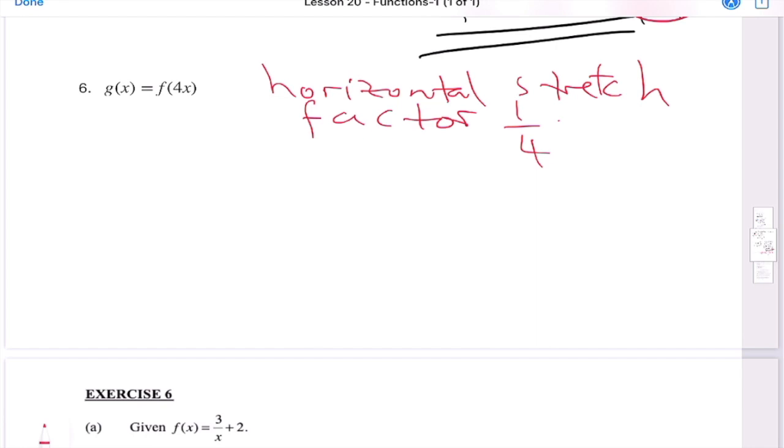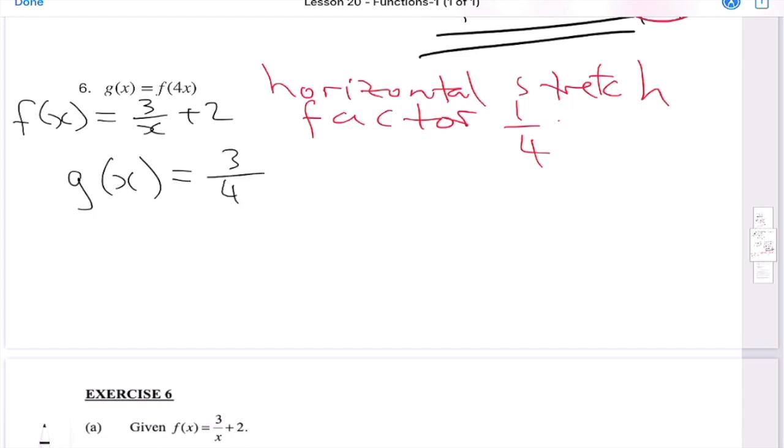And so to get g of x in this case, all we need to do is wherever there is x, we will put 4x. Because now this is f of 4x. Maybe just remember that f of x is equal to 3 over x plus 2. But now to get g of x, wherever there is x, we need to put 4x. So now this becomes 3 divided by 4x, all that plus 2. And that will be our answer there.